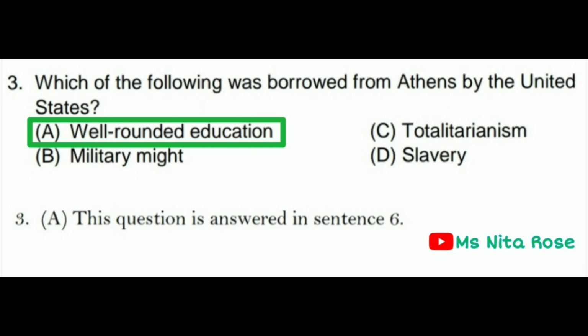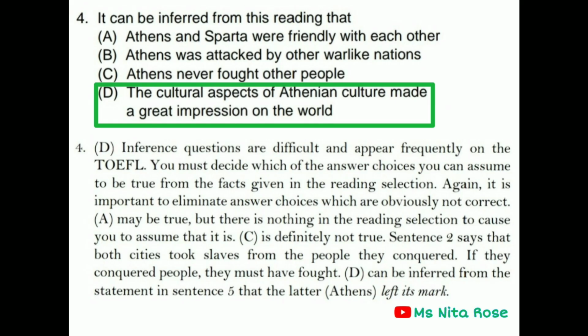Number 3. Question. Which of the following was borrowed from Athens by the United States? Answer. A. Well-rounded education. Explanation. This question is answered in sentence 6. Number 4. Question. It can be inferred from this reading that... Answer D. The cultural aspects of Athenian culture made a great impression on the world.